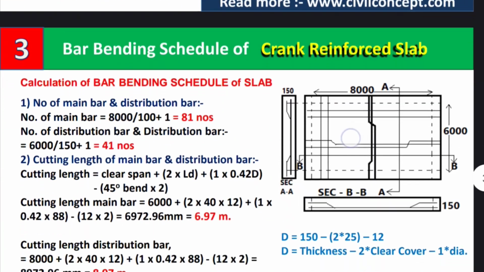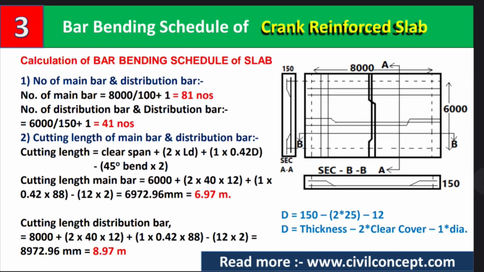Now let us move toward our calculation, the calculation of the bar bending schedule of the slab. In number 1 we will do a step by step calculation. So in number 1 we can see the number of main bars and distribution bars. First of all, we have to calculate the number of main bars and distribution bars.